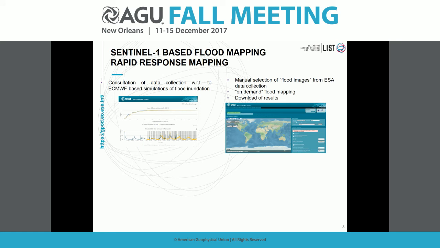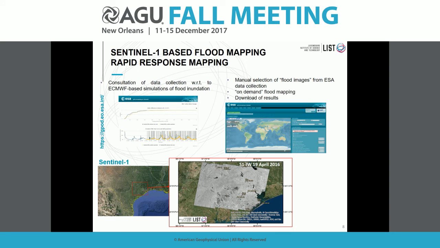We have implemented this software on the GEP processing on demand environment of the European Space Agency. This has two advantages. First, we have privileged access to satellite data, so we get the data very quickly when they have been acquired. And we can use the European Space Agency's processing capacities to run our processes in a very timely manner. In the case of Sentinel-1, this means that a user can quickly select the images that have been acquired during the event and run the process to produce the corresponding flood map.